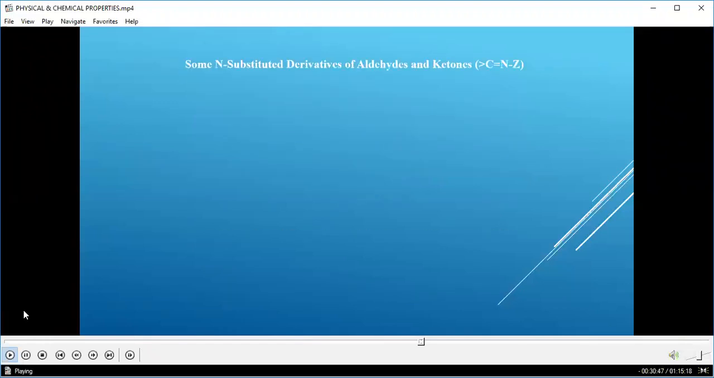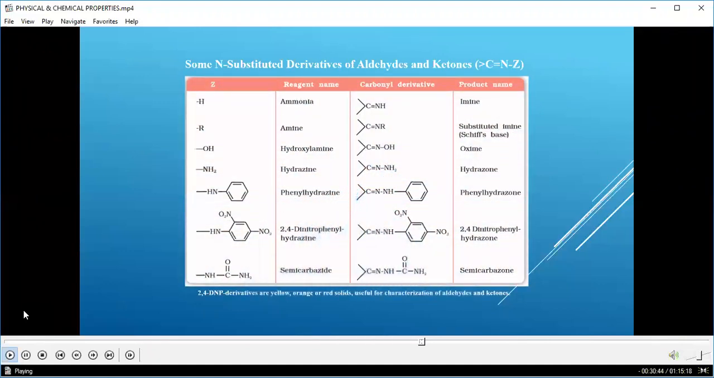Now some unsubstituted derivatives of aldehydes and ketones will give you the following reactions. So here the Z, in the beginning we have seen H2NZ. So it's very simple. When Z is H, that means it becomes H2NH, which is nothing but ammonia. So the product we obtain is known as imine. Now what is imine? C double bond NH. Basically C double bond N is termed as imine.